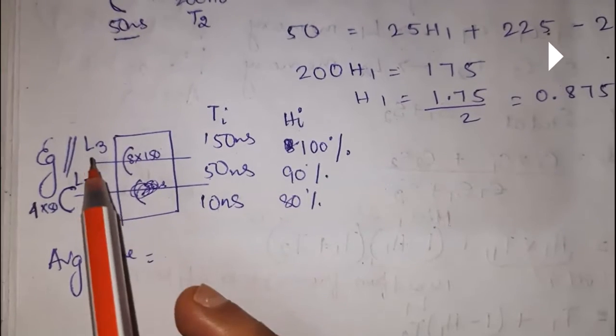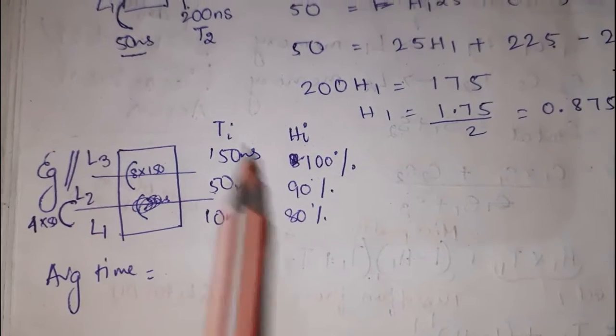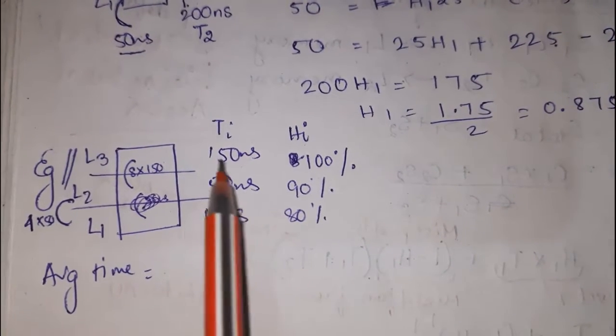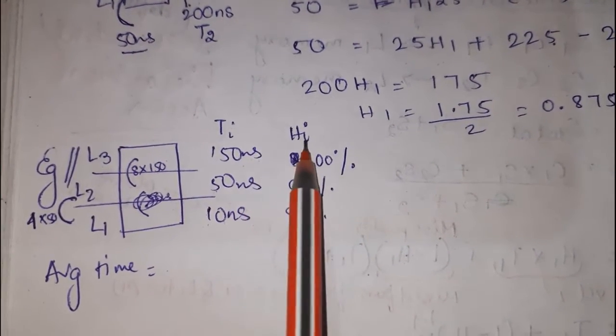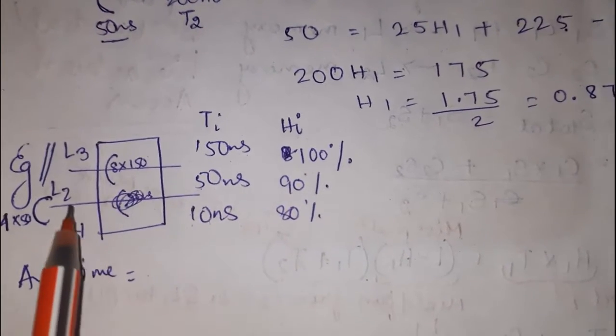The question states that there are three memory levels, L1, L2, and L3, with access times of 10 nanoseconds, 15 nanoseconds, and 150 nanoseconds, and with hit ratios of 80%, 90%, and 100% respectively.